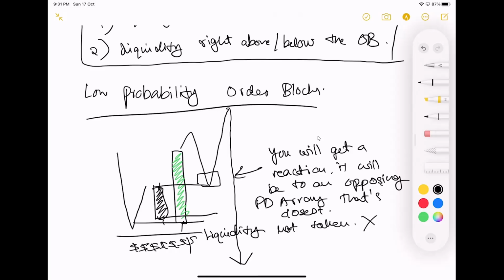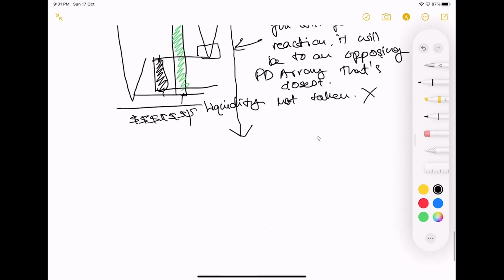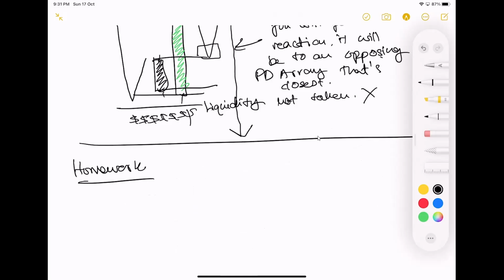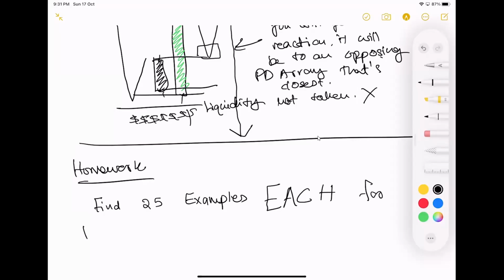Homework. Look carefully. Find 25 examples each for high probability order blocks and low probability order blocks.